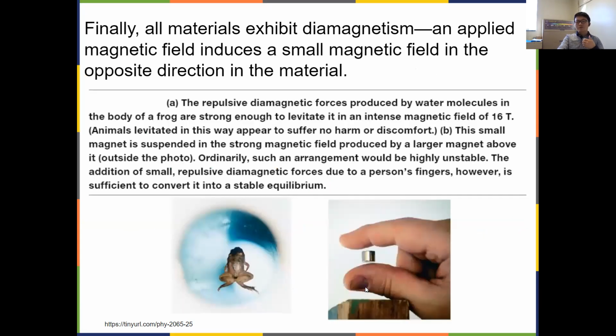Finally, all materials have a characteristic called diamagnetism. That means if you apply a strong enough magnetic field to a material, then it will actually become magnetic. For example, you can put a frog inside a very strong magnetic field, and it will actually be suspended in the air because of that magnetic field. That's one example.